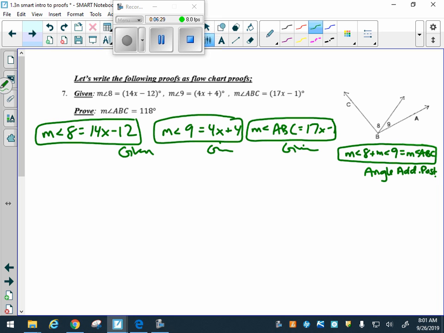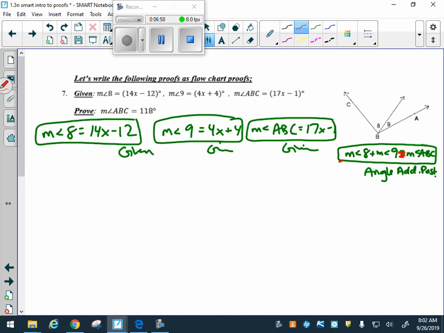Are we ready to substitute yet? What do we have to be able to substitute? Substitution is only used in equations. So do we have an equation? Yeah, we do. Are we ready to substitute? Yep. Because we have an equation right here, right? That's an equal sign. We're ready to substitute.